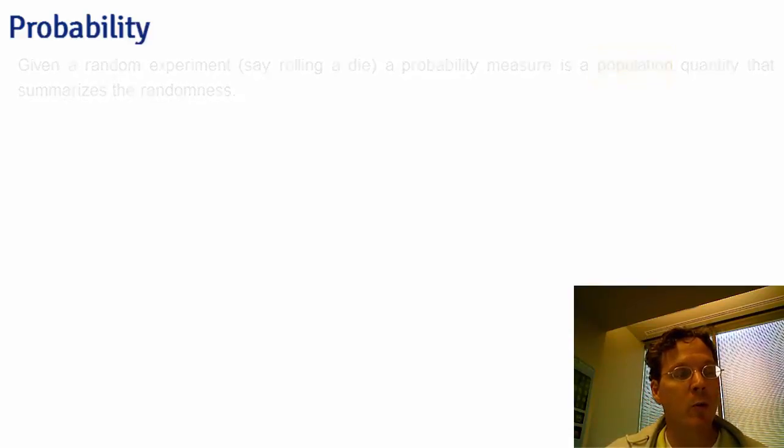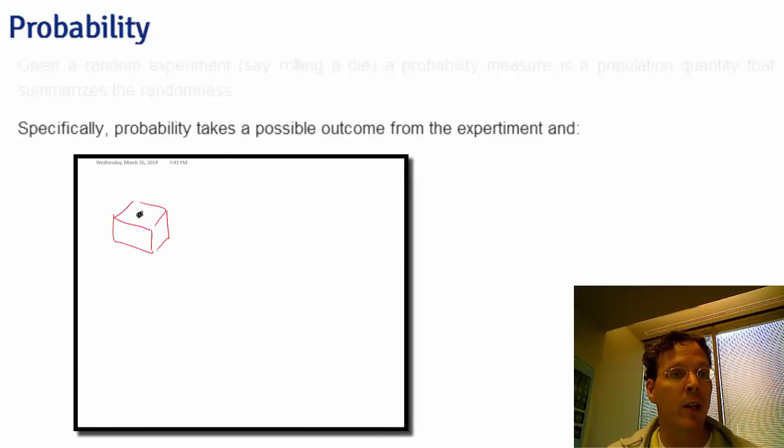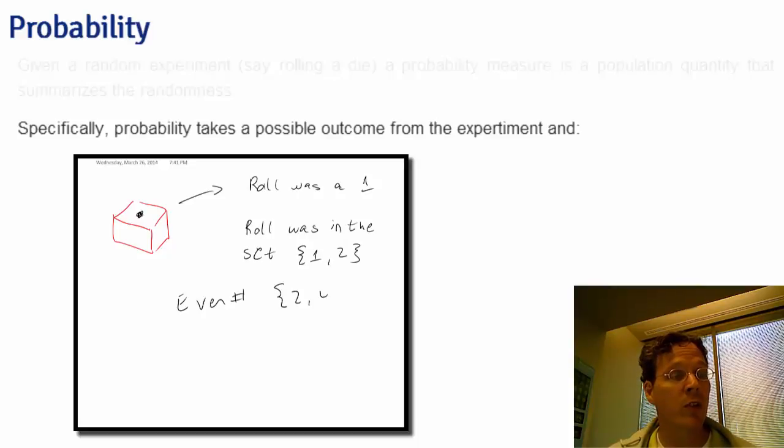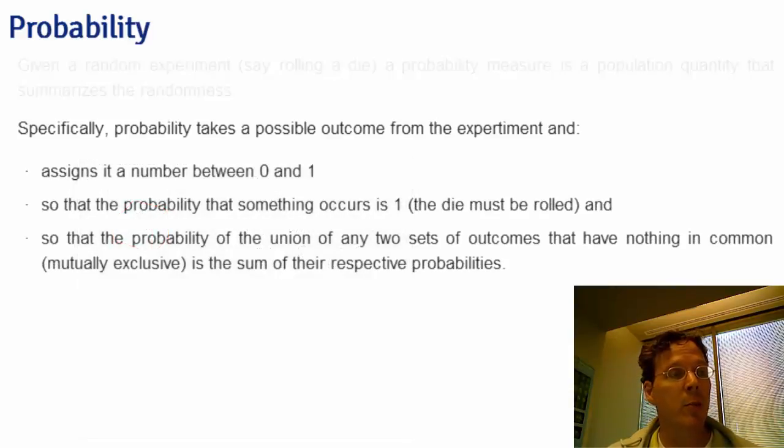So let's be specific about the rules that probability has to follow, so-called probability calculus. First of all, probability operates on the potential outcomes from an experiment. For example, when you roll a die, you could get a 1, or you could say the roll was in the set 1 or 2, or the roll was an even number 2, 4, 6, or the roll was an odd number 1, 3, 5, and so on. So the probability is a function that takes any of these sets of possible outcomes and assigns it a number between 0 and 1. You have to have the rule that the probability that something occurs, in other words, that you roll the die and you get a number, must be 1. And then the probability of the union of any two sets of outcomes that have nothing in common must be the sum of their respective probabilities.